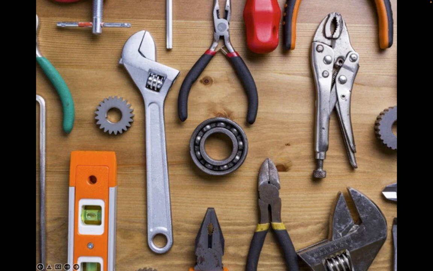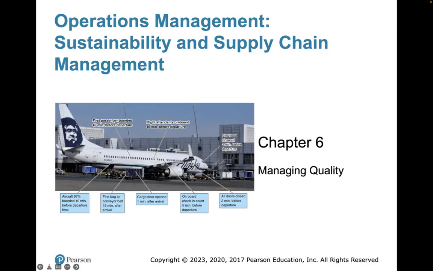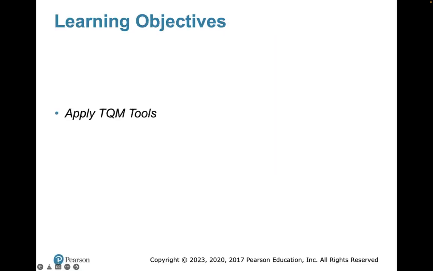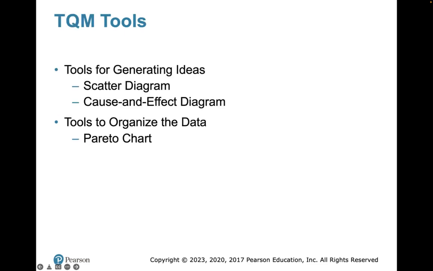Now we'll be talking about some tools to look at when we're managing quality. So we're really focusing on a couple tools. We're applying those tools. And these tools include some to generate ideas, so we have our scatter and our cause and effect diagram. And finally, we also have a tool that's going to help us organize that data and help us make maybe some decisions or recognize some priorities. So let's talk about generating ideas.